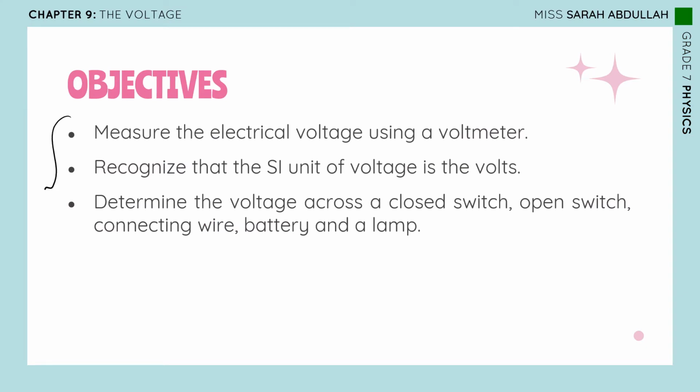The objectives that we're going to cover during this week's lecture are that you will be able to measure the electrical voltage using a voltmeter. You're going to recognize that the SI unit of voltage is the volt, and you're going to determine the voltage across a closed switch, open switch, connecting wire, battery, and a lamp.